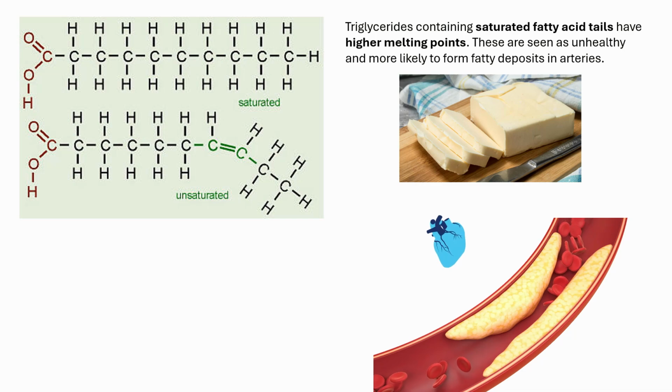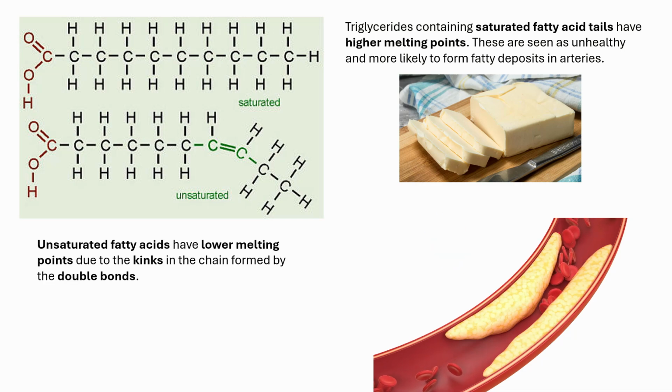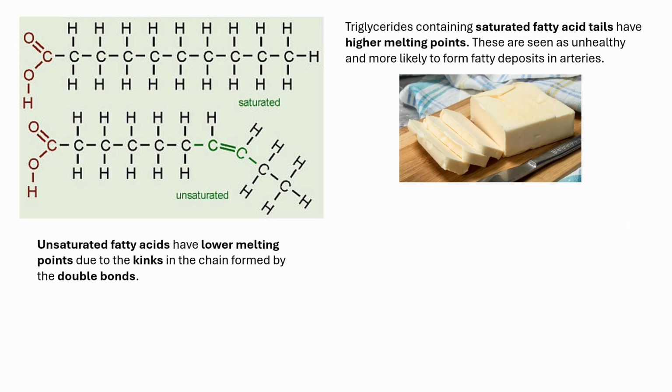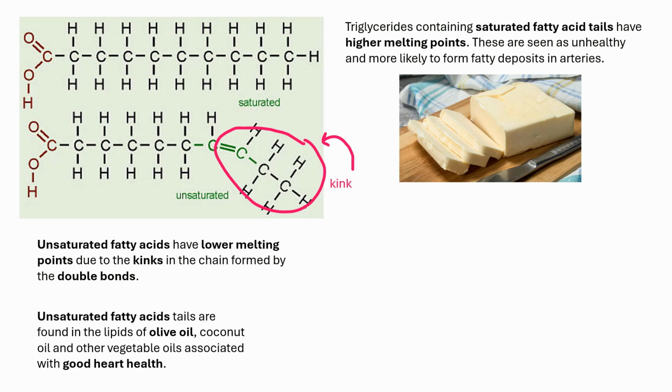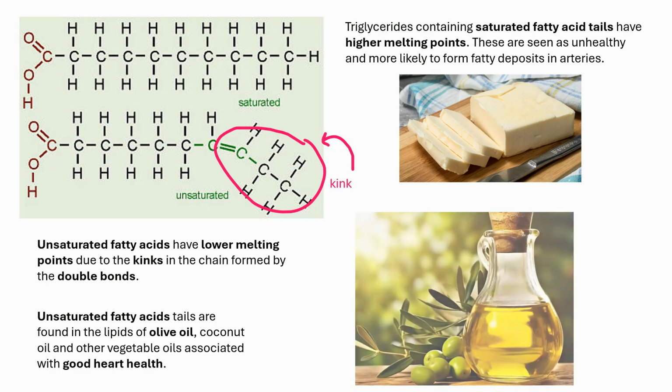Now notice the kind of bend around the double bond, and we call these kinks. Unsaturated fatty acids have lower melting points due to the kinks in the chain formed by the double bonds. What this means is that the tails can't line up closely together because they're all bending all over the place, and this lowers the melting point, which means they're more likely to be liquid at room temperature, like olive oil, coconut oil, and other vegetable oils. And these are associated with good heart health, and they're actually good for you, like this olive oil here.